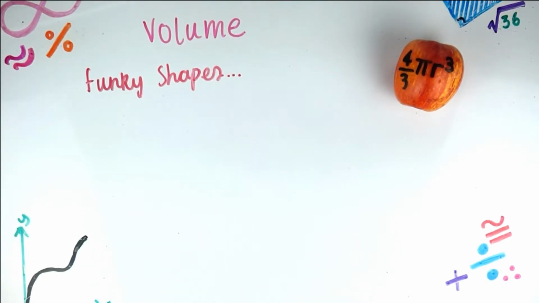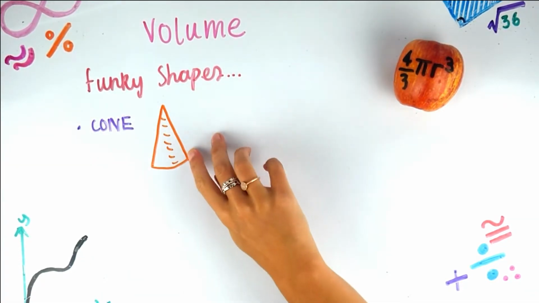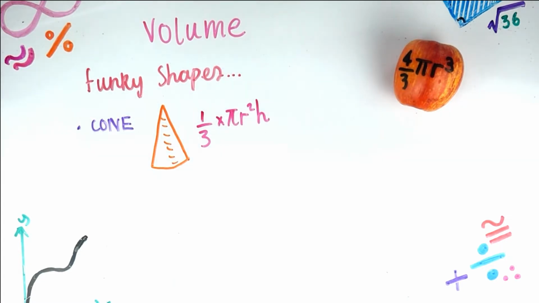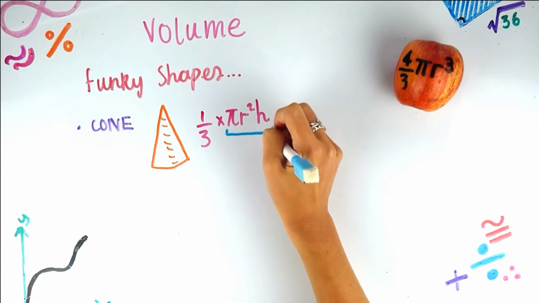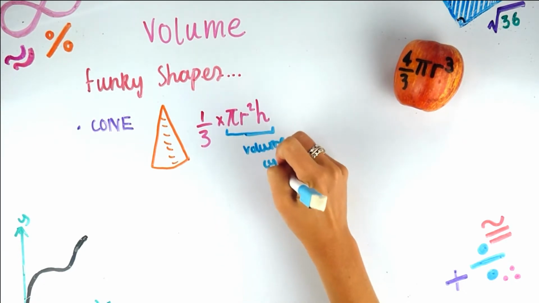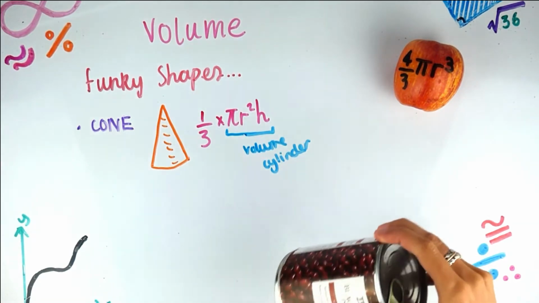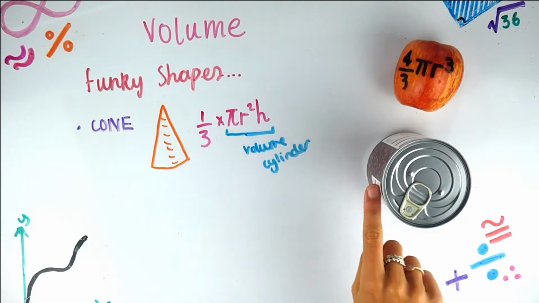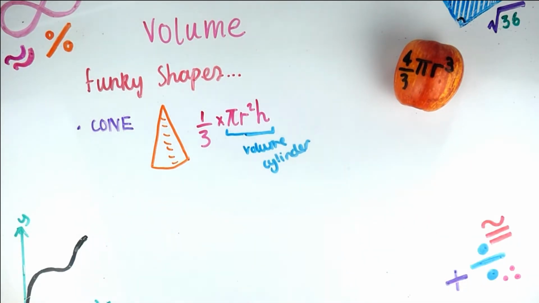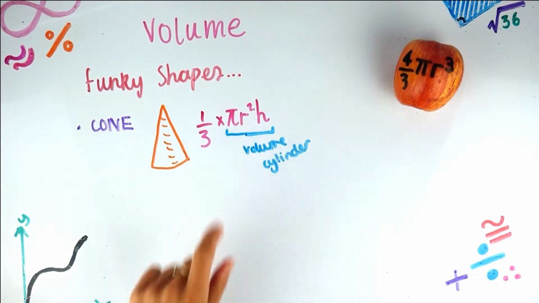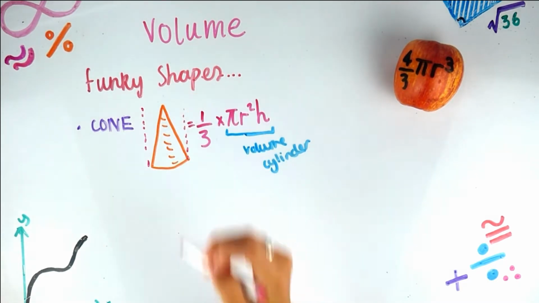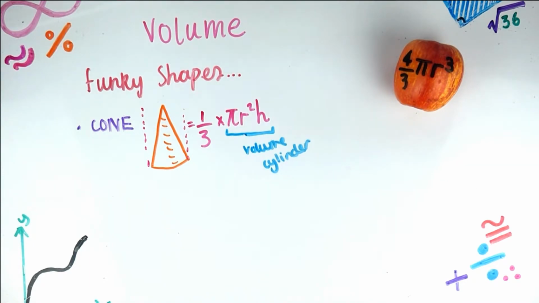What about a cone? Unfortunately, I don't actually have a cone. The volume of a cone is 1/3 multiplied by pi r squared h. The way I remember this is this part of the equation is actually the volume of a cylinder. If we bring back our can of black beans in water, we knew that the cross-sectional area was pi r squared, the area of a circle, and then we multiplied it by the height. So that was actually the volume of a cylinder, our black beans. So the way you work out the volume of a cone is you just add 1/3. You can think of that as if you had a cylinder and then you've taken a bit out and you've got 1/3 left. So that's one way you might want to try and remember it.